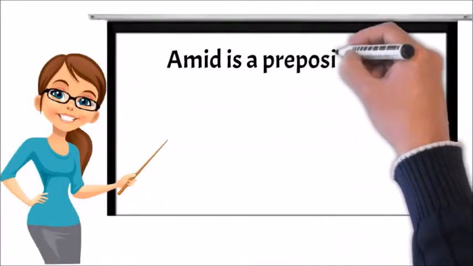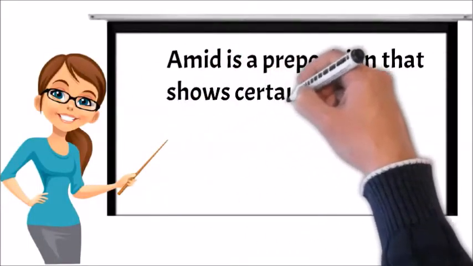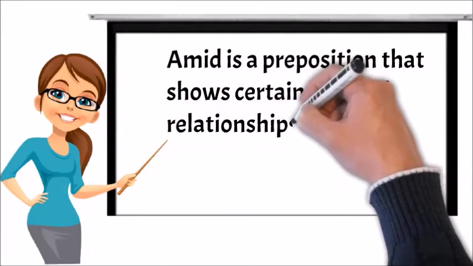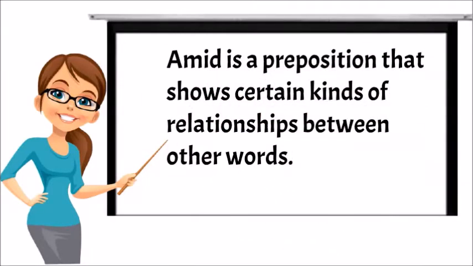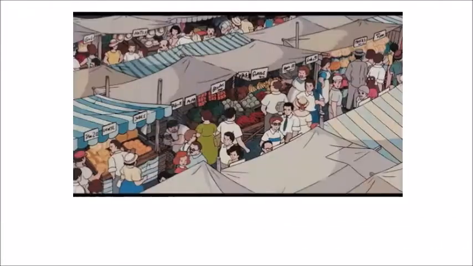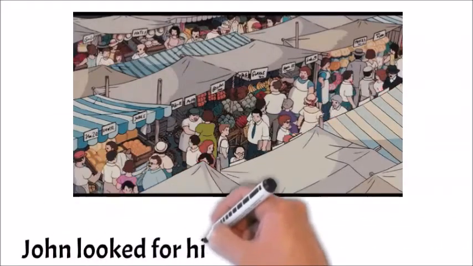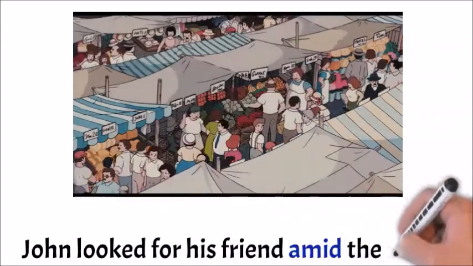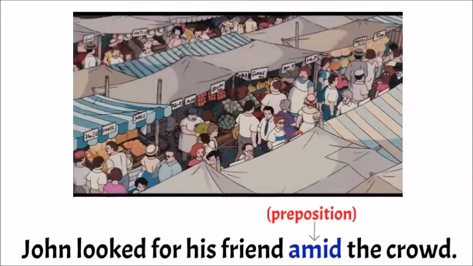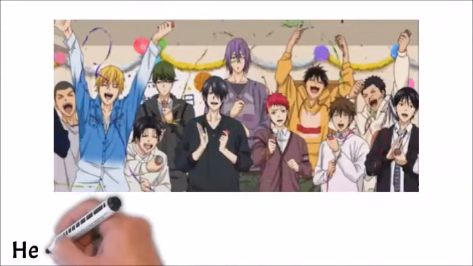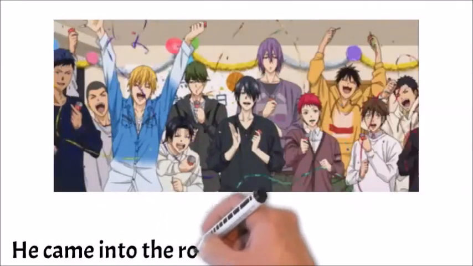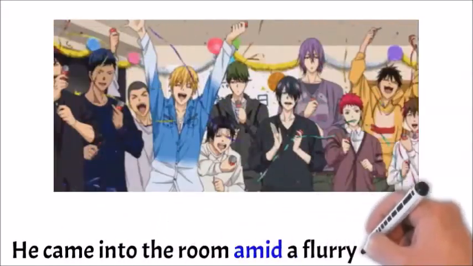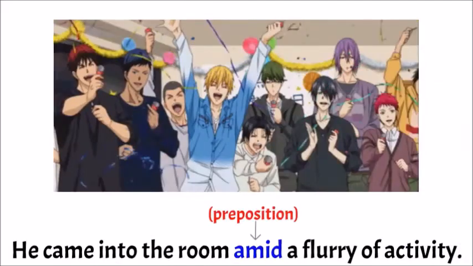Amid is a preposition that shows certain kinds of relationships between other words. For example, John looked for his friend amid the crowd. Or, he came into the room amid a flurry of activities.